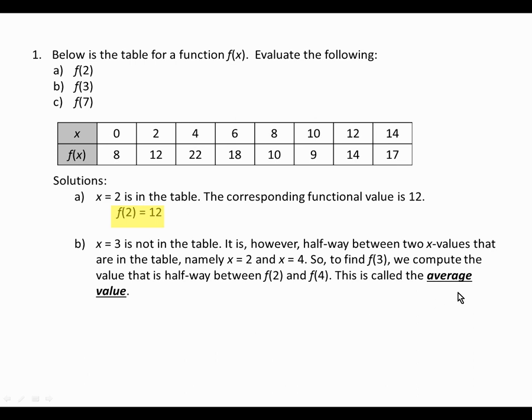So to find f of 3, we compute the value that is halfway between f of 2 and f of 4. This is called the average value. Remember, to find an average for two numbers, you add them up and divide by 2. So f of 3 is going to be f of 2 plus f of 4 over 2. Again, 3 is halfway between 2 and 4, so I want to figure out what's halfway between these two values. So f of 2 is 12 and f of 4 is 22. So I have 12 plus 22 over 2. What is this? 34 over 2, which is 17. So f of 3 is 17.